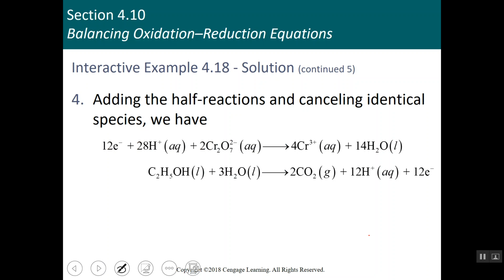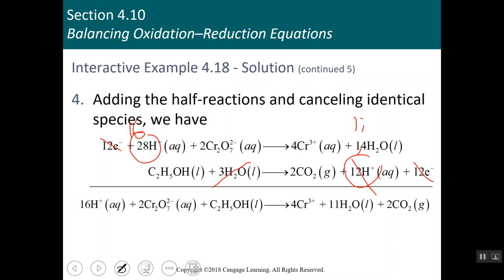So here are the two half reactions with everything balanced. And so we have 12 electrons on both sides. That's a good thing. We have 28 hydrogens on this side and 12 on this side, so that 12 is going to cancel out. We're going to end up with 16 over here. Dichromate we're leaving alone. Chromium we're leaving alone. We have 3 waters on the reactant side and 14 on the other side, so we're going to change that to 11. And everything else should be balanced.